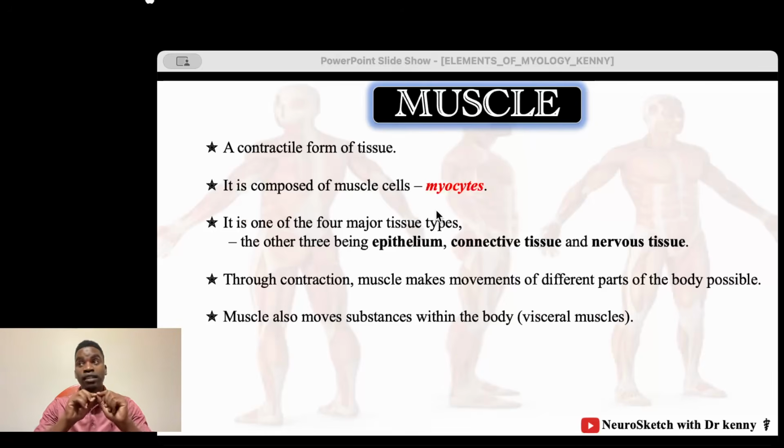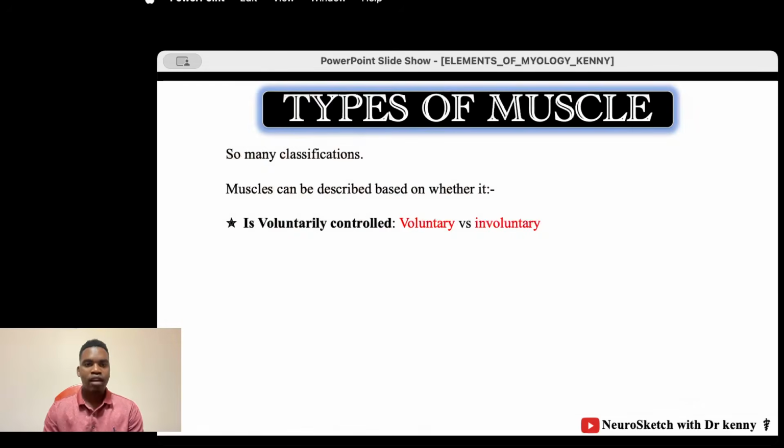Because the muscle cell is long and thread-like, it is also known as a muscle fiber. So a muscle fiber refers to the muscle cell, the same thing. So what are the types of muscles?